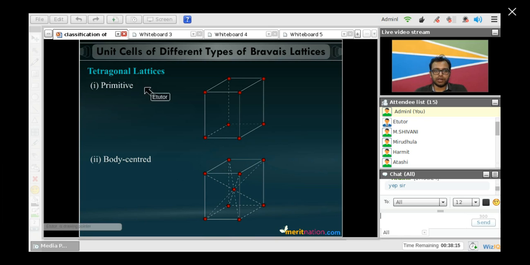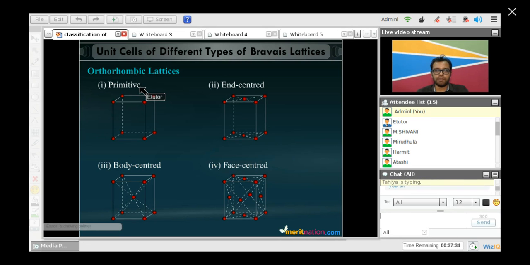In case of tetragonal cell, you can have a primitive cell and a body-centered cell, right? So these are the 2 structures possible. What was the property of the tetragonal cell? We saw that 2 sides were equal and one side was not equal, and all the angles were 90 degrees, right? In such a cell, these 2 structures are possible.